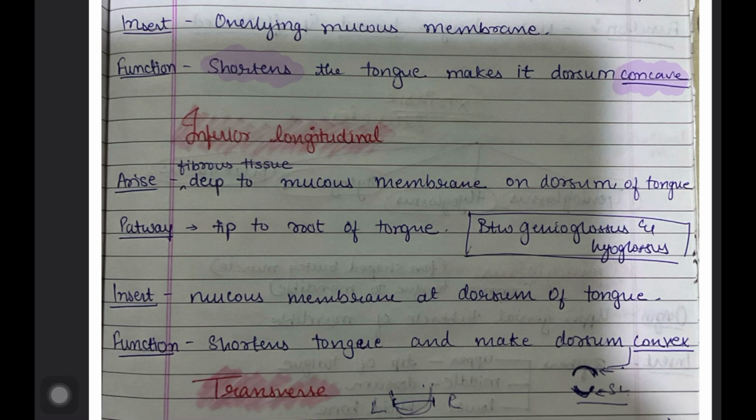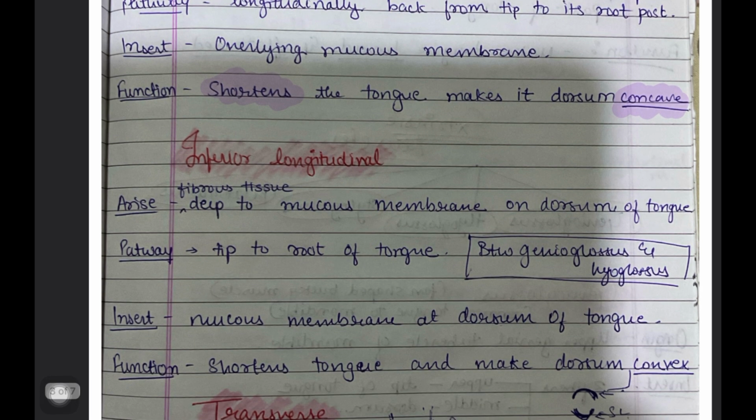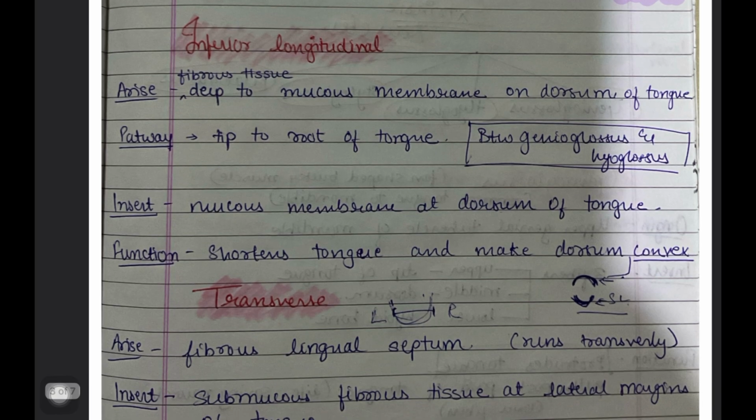Inferior longitudinal is similar to the superior longitudinal, and it arises from the fibrous tissue deep to the mucous membrane on the dorsum of the tongue. The pathway is also the same, but here we have to remember that it passes between the genioglossus and the hyoglossus muscle. Okay. It inserts into the mucous membrane at the dorsum of the tongue. It is also similar to the superior longitudinal.